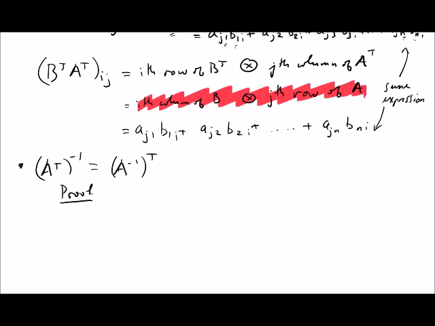So all I wanted to show you is that the inverse of A transpose is A inverse transpose. So all I need to show is that when I multiply this with this, I'm going to get back I. And that will show me that this is the inverse matrix of A transpose. Okay, so let's do that.